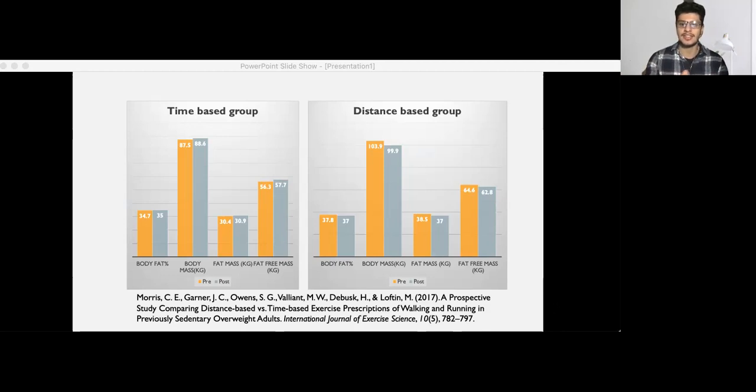Because of these results, I decided to use distance-based training for my aerobic portion of the exercise instead of the guidelines of the American College of Sports Medicine that usually use time.